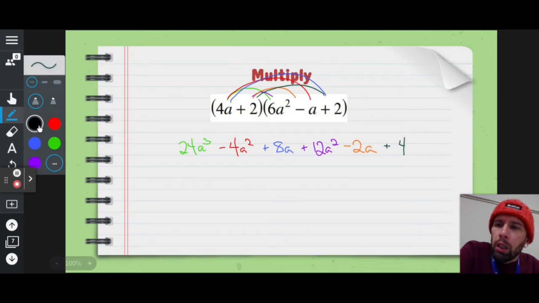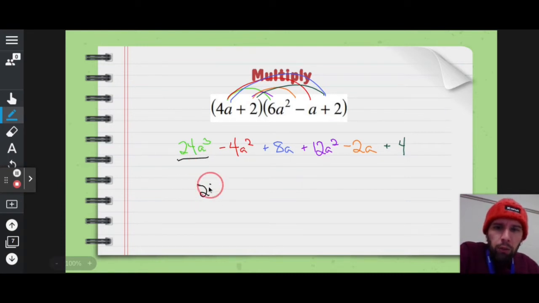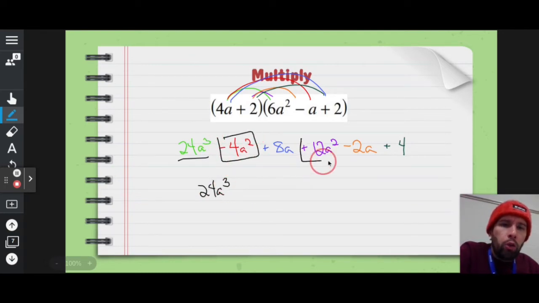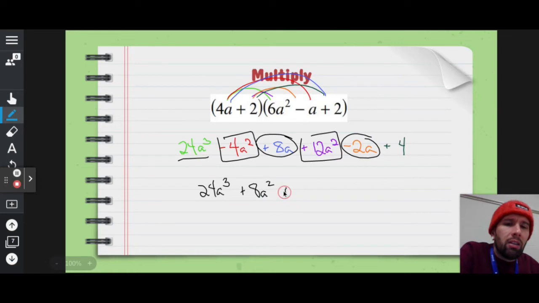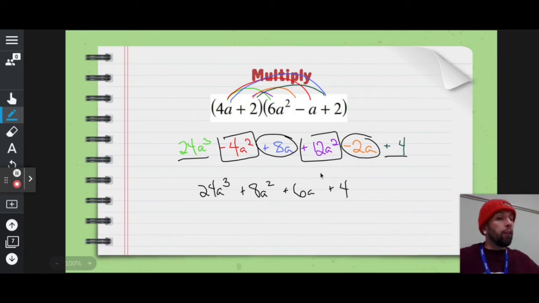Now what we do is we combine like terms, and that will usually be the case. I'm going to write this in standard form just like I did the first two problems. 24a cubed, there's nothing like it, so 24a cubed. Negative 4a squared can combine with 12a squared. 12 negative 4 makes positive 8. A squared comes along for the ride. 8a minus 2 a's is 6 a's, because if I have 8 apples and I subtract 2 apples, I have 6 apples. How about them? And if I have plus 4, I have plus 4. Now it's in standard form. And if I wanted to name it, it would be called a 4-term cubic.